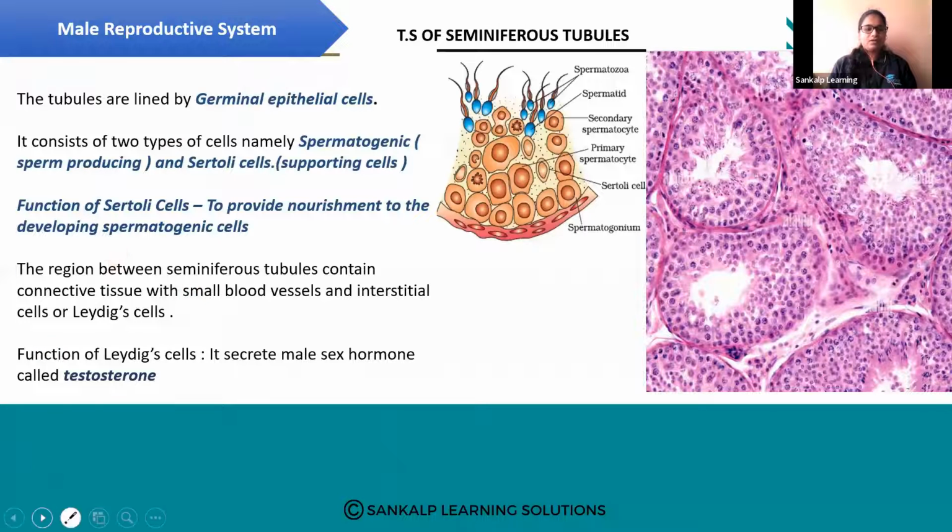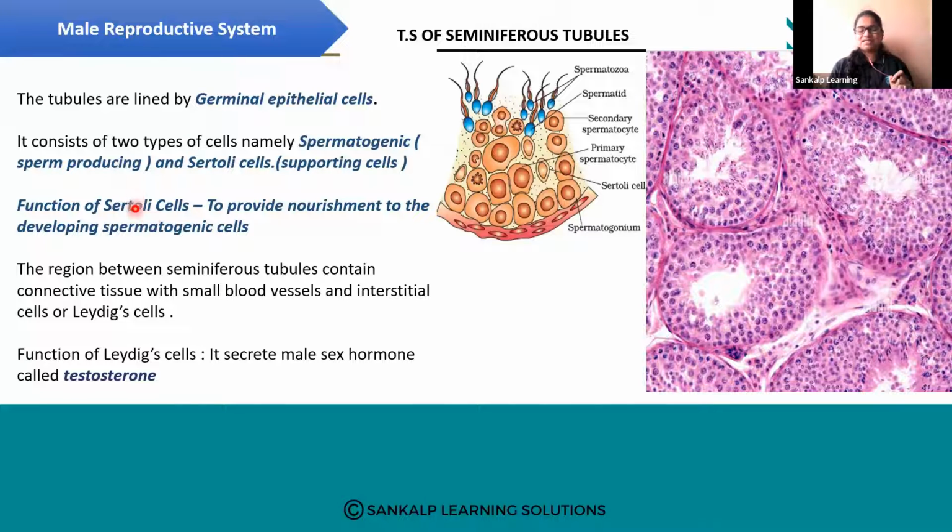Okay, so here when we discuss the male reproductive system, the anatomy of a testis, the tubules are lined by germinal epithelial cells. These seminiferous tubules are lined by the germinal epithelium layer. Then when we study the inside of it, it consists of two types of cells. One is the spermatogenic cells, or we can say sperm mother cells. The other is the Sertoli cell. The spermatogenic cell, or sperm mother cell, will undergo spermatogenesis to produce sperms.